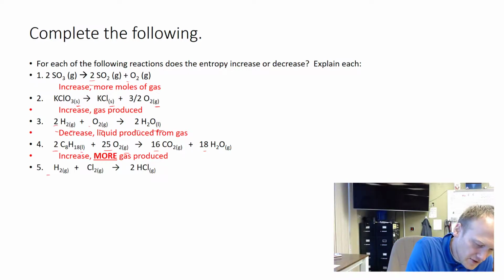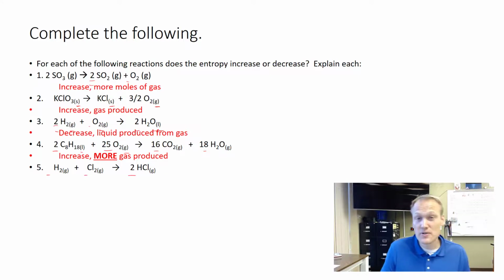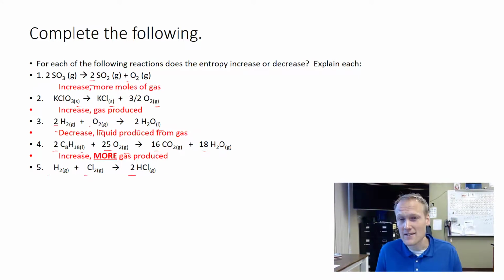We have 1 mole of hydrogen and 1 mole of chlorine, and we're producing 2 moles of HCl, and they're gases all the way across. We start with 2 moles of gas, we end with 2 moles of gas, which means entropy stays the same. It doesn't change. It's just 2 and 2.